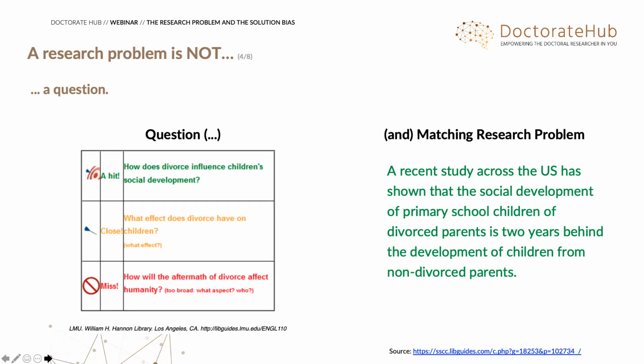Now, if the question would be, how does divorce influence children's social development? Then a matching research problem from which such question could have been derived would have been a recent study across the US has shown that the social development of primary school children of divorced parents is 2 years behind the development of children from non-divorced parents. Now, this is a clear problem. We don't want a child to be behind in the development. So the question that can be asked from that problem is, how does divorce influence children on social development? Obviously, here we know already the answer.